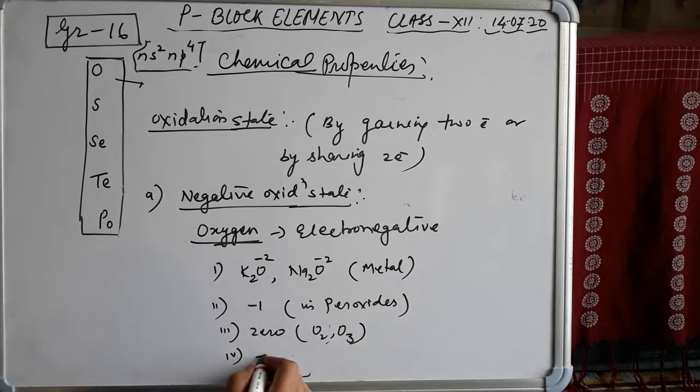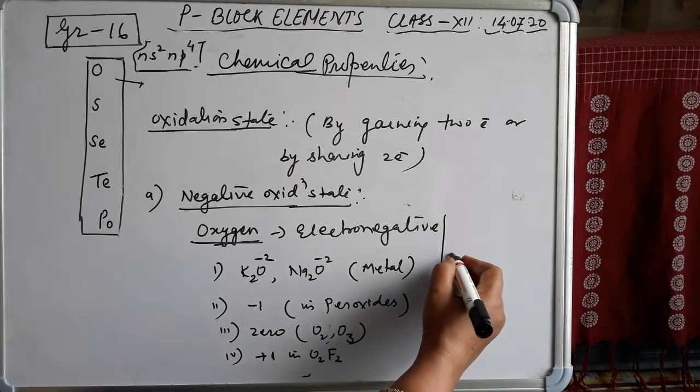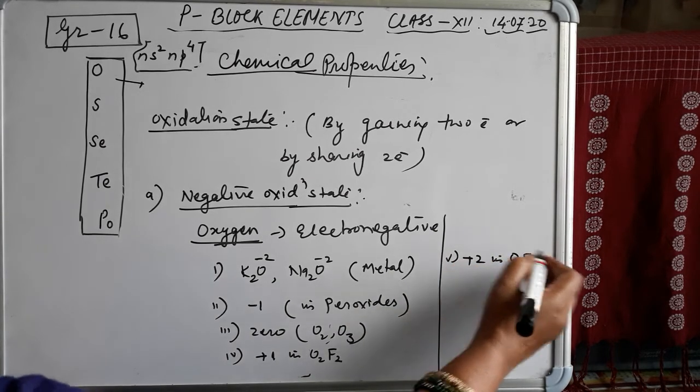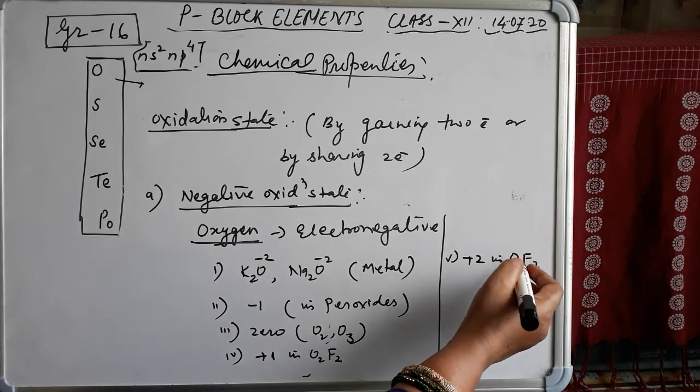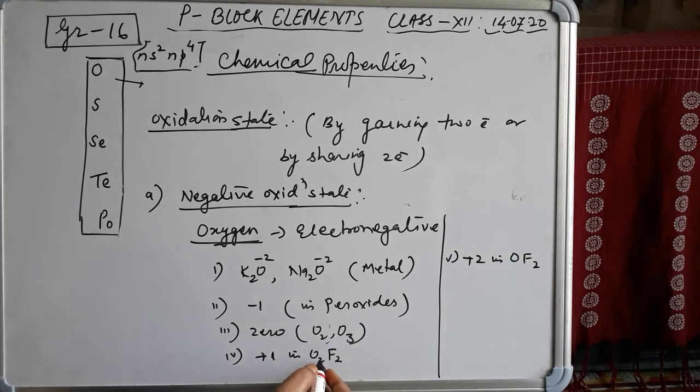Next one, +1 in O2F2 and +2 in oxygen difluoride, because fluorine is more electronegative than oxygen. In that condition oxygen acquires positive oxidation state. In case of O2F2 also, fluorine is more electronegative in nature. In that condition oxygen acquires positive oxidation state and fluorine acquires negative oxidation state.